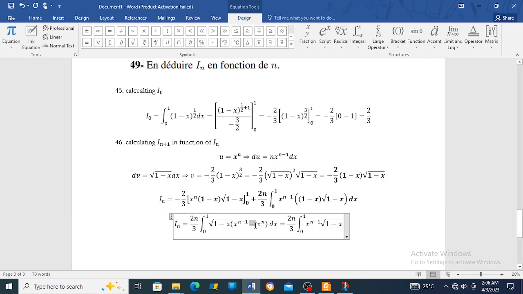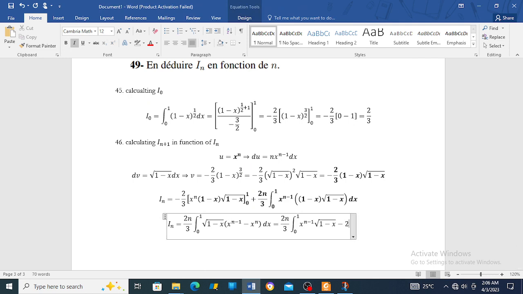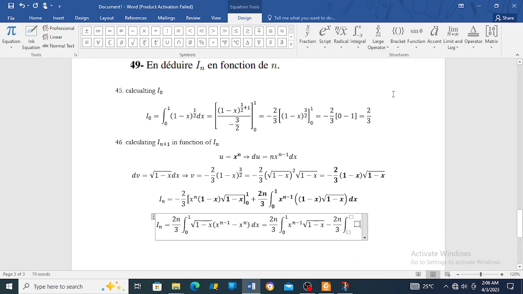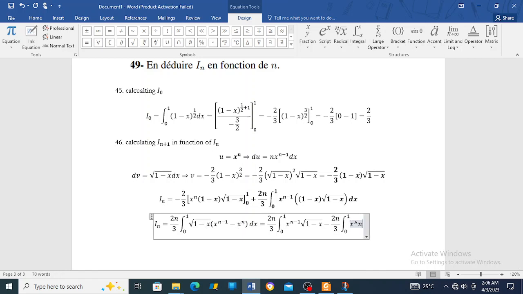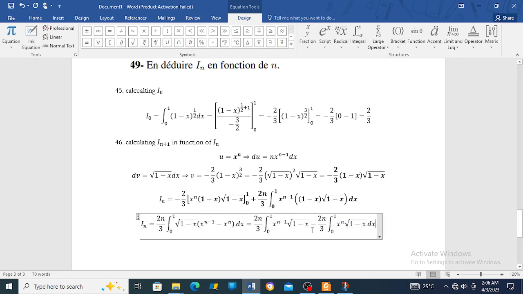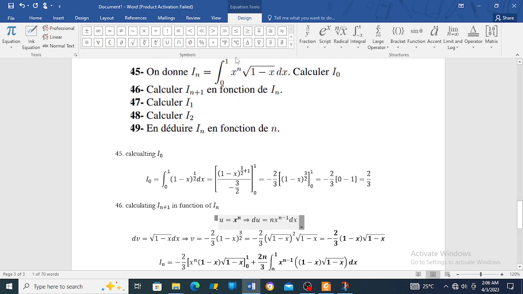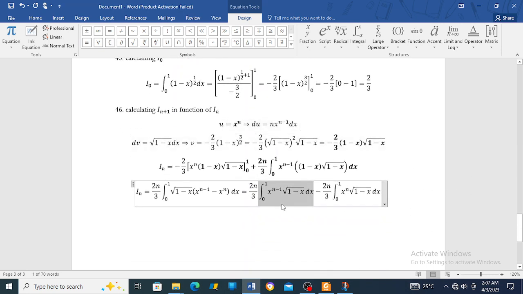Now you follow this negative sign. We need to split the two integrals, minus 2n on 3 times the integral from 0 to 1 still. We now multiply the square root with x to the n. We just get x to the n times the square root of 1 minus x, the x. Now we identify that this integral here is just I of n minus 1. Because I of n, the power of x here is n, and the square root of 1 minus x is there. So when the power is n minus 1, it is I of n minus 1, and this integral here will give us I of n.